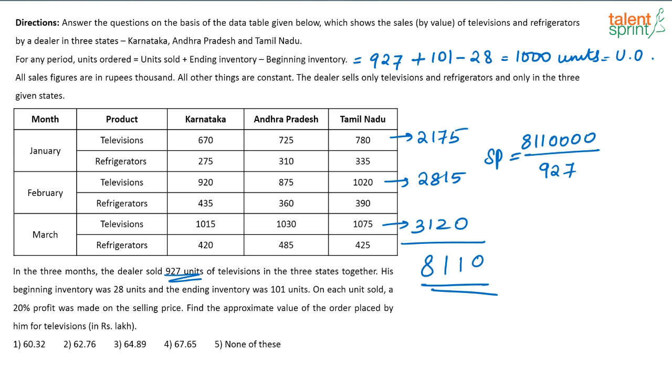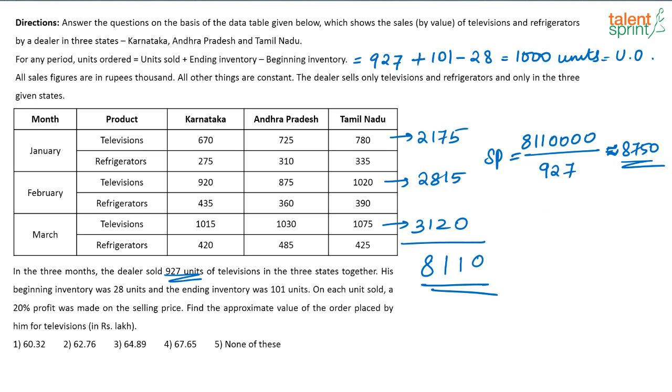Okay, now what are they asking here? On each unit sold, a 20% profit is made. So what is the selling price of one article? First find this out. What will this be? This will approximately come to 8,750. Now in this selling price actually there has been a profit of 20%, right, or what is the profit that is made per unit?